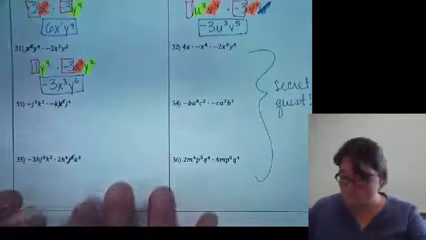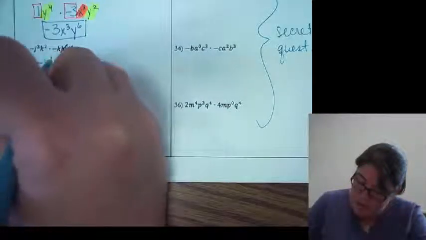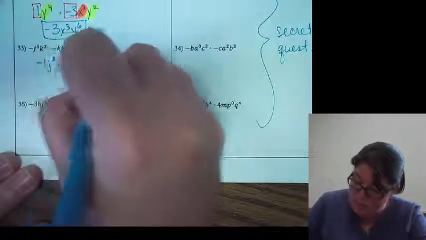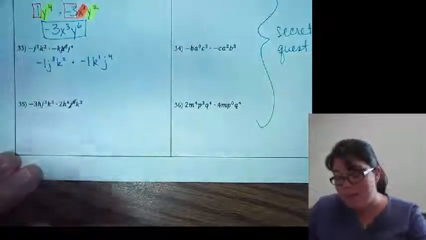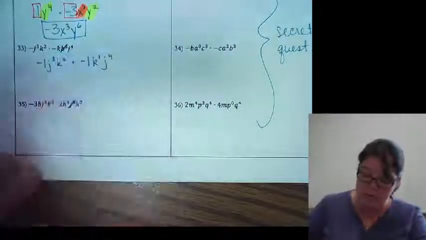All set. Number 33. Coefficient base exponent times coefficient base exponent. And remember, I'm leaving out the h base here because of the 0 exponent. That turns it into a 1.